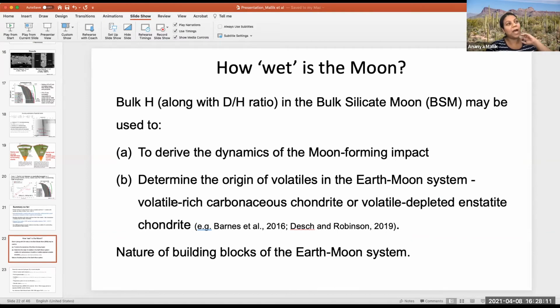So now the first question is, why would we be interested to even know how much water there is on the moon? And when I say water on the moon here, what I mean are endogenous volatiles. So basically volatiles that were inherited by the moon during the process of accretion. So the bulk hydrogen content, along with the D/H, the deuterium to hydrogen ratio in the bulk silicate moon, is important because it can be used to derive the dynamics of the moon forming impact. It can also be used to determine the origin of volatiles in the Earth-Moon system. So for example, will the volatiles derive from carbonaceous chondrites or more volatile depleted enstatite chondrites? So to summarize, basically finding out the nature of building blocks that form the Earth-Moon system.